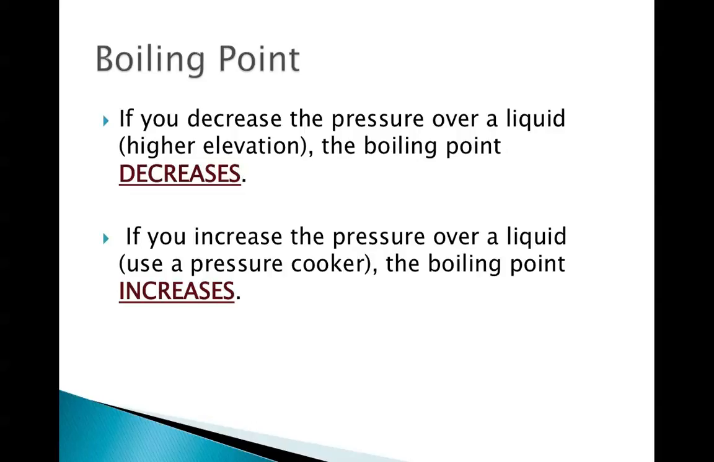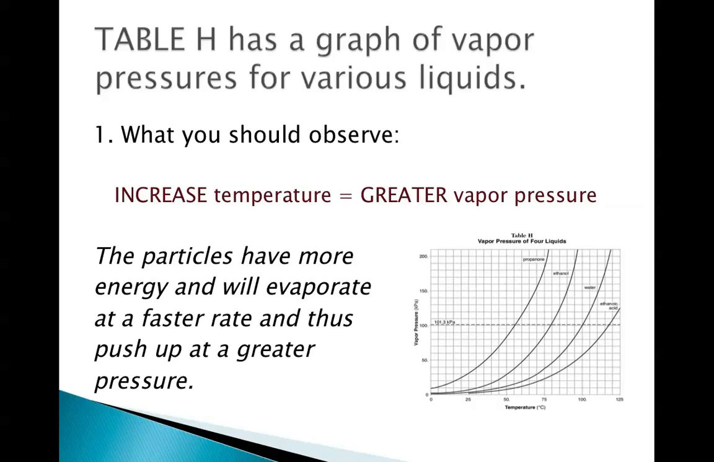However, if we increase the pressure over a liquid, such as using a pressure cooker to cook rice or pasta, because we're increasing the atmospheric pressure and we have to get the vapor pressure up higher, our boiling point then has to increase. So just get this part down in your notes and then we'll go over this section a lot more tomorrow. Alright, so like I said in the very beginning, while we're dealing with vapor pressure, we're specifically going to be working with table H.